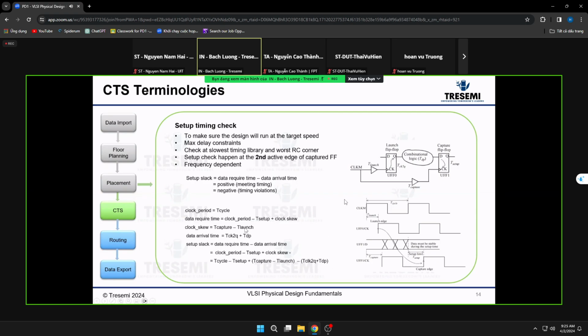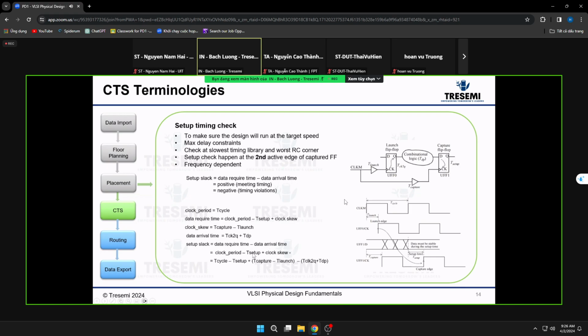Okay, so we talk about clock skew is T capture minus T launch, right? And data arrival time is clock to queue plus the combo logic propagation delay. So setup slack in terms is data required minus arrival time. Data required time is clock period minus T setup plus the clock skew, right? And data arrival time will be TQ plus TDP. So in terms of this terminology, you can see T cycle plus T capture minus data arrival time.